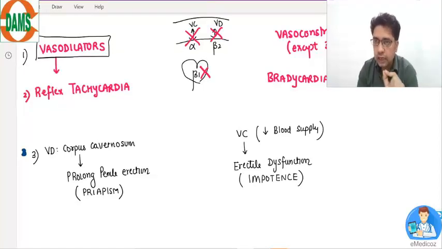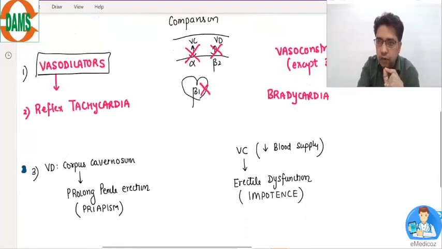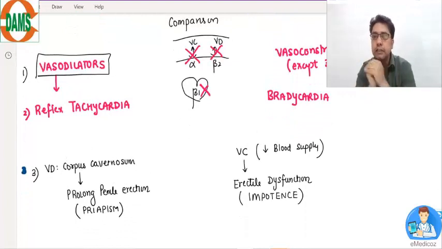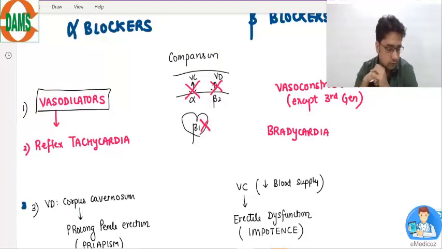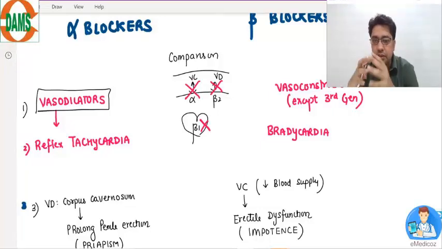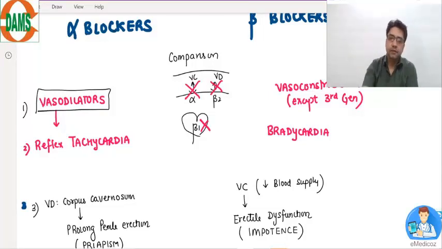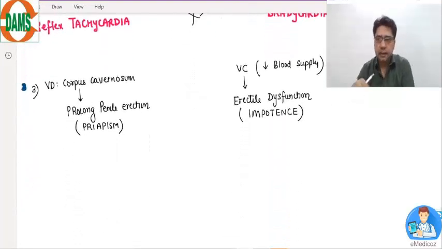Now can you tell me which generation of beta blocker will cause least chances of impotence? Your answer should be, the beta blocker which will cause least chance of impotence will be third generation beta blockers. Why? Because third generation beta blockers are not vasoconstrictors. Next point. Can we use alpha blocker for the treatment of impotence? That point I will tell you later on.